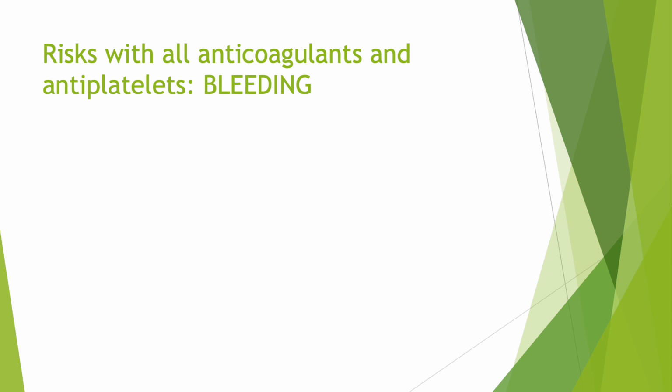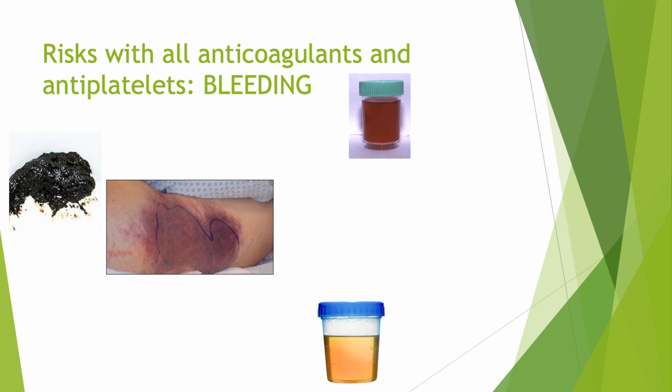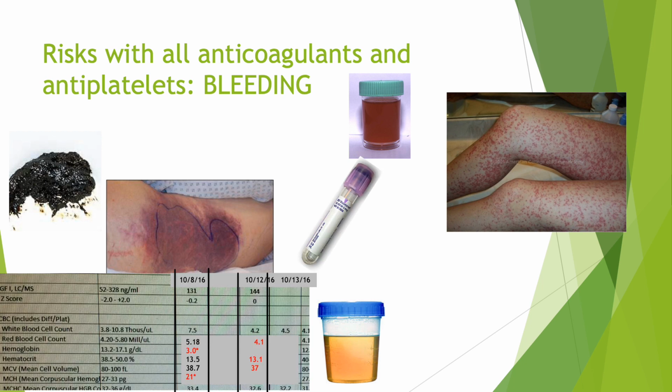So what are signs of bleeding? What about GI bleed? So that black tarry stool, or retroperitoneal bleed, or hematuria, or petechiae, changes in hemoglobin and hematocrit. So you can see here over a few days somebody's H&H dropped.